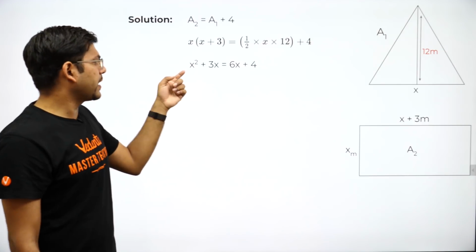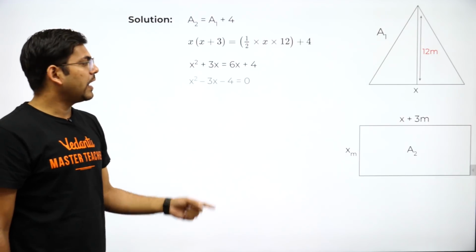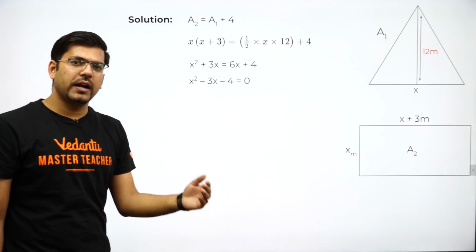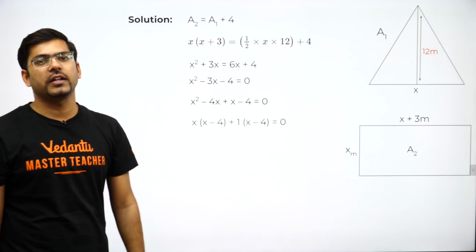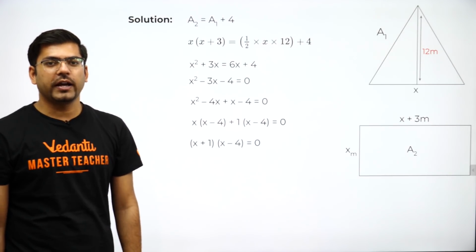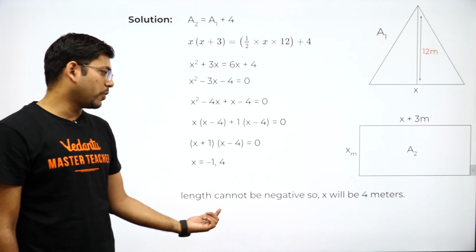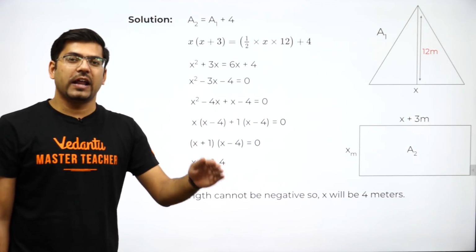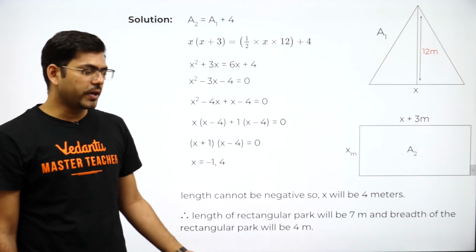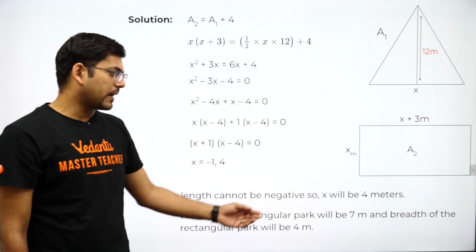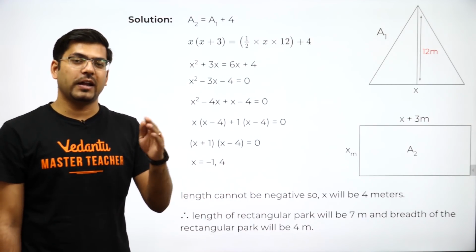Solving the quadratic equation, we get x square plus 3x is equal to 6x plus 4. Putting the 6x this side and 4 this side, I get x square minus 3x minus 4 equals 0. Now I do the middle term splitting: minus 4x plus x, and then taking the common factors, (x minus 4) into (x plus 1). You all know x cannot be negative, so minus 1 would be neglected and x would be nothing but 4 meters. Once x is 4 meters, you have your breadth and your length. So the length of the rectangular park is 7 meters and the breadth of the rectangular park is 4 meters. Final concluding line, an important one.